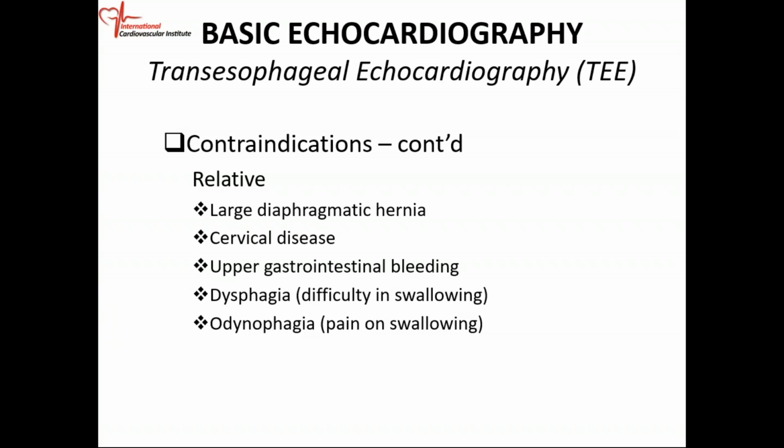And of course, this is the old classification where we talk about relative contraindications: a large diaphragmatic hernia, cervical disease, that's a problem in the neck, upper gastrointestinal bleeding, difficulty in swallowing, pain in swallowing. You're always going to weigh the benefit against the risk of doing these procedures.